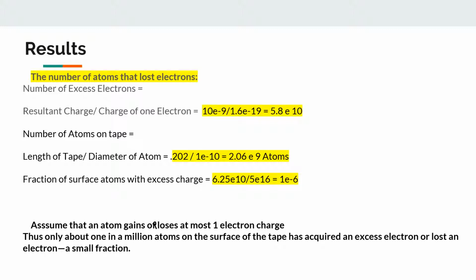The number of atoms on the tape can be calculated by the length of the tape divided by the diameter of the atom, which is 0.202 over 1 times 10 to the negative 10, which gives us 2.06 times 10 to the 9th atoms. This can be used to calculate the fraction of surface atoms with excess or lost charge. This gives us 1 times 10 to the negative 6th. We assume that atoms gain or lose at most 1 electron charge. Thus, only 1 in a million atoms on the surface of the tape has acquired an excess electron or lost an electron, a very small fraction.